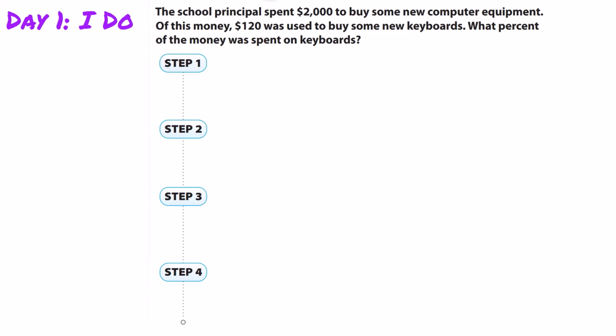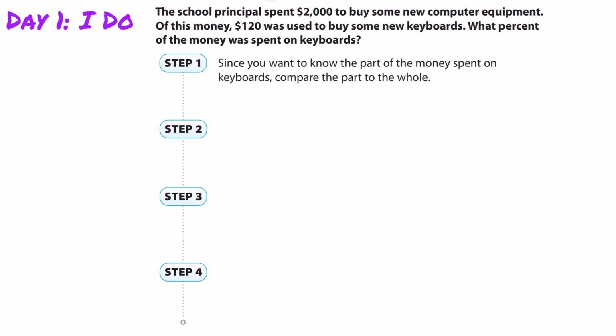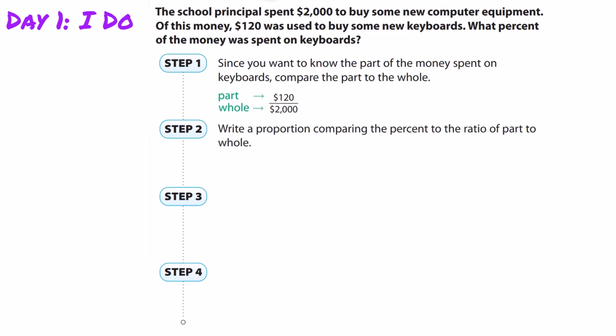Step 1. Since you want to know the part of money spent on the keyboards, compare the part to the whole. So our part will be $120, which was the amount of money spent on the keyboards, compared to the whole, which is $2,000, the initial money that the principal had to spend on new computer equipment. Step 2. Write a proportion comparing the percent to the ratio of part to whole.